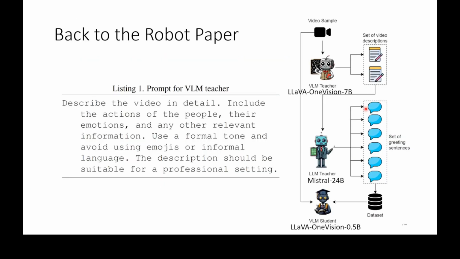All right, let's go back to our paper. So you now know what LLaVA 1 Vision is, a powerful, useful, effective vision language model. Let's take a look at its prompt. They give LLaVA 1 Vision 7B a prompt: describe the video in detail. Because it can understand the input images or videos, it will generate the description.